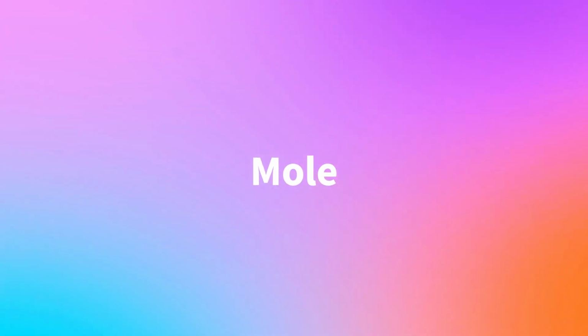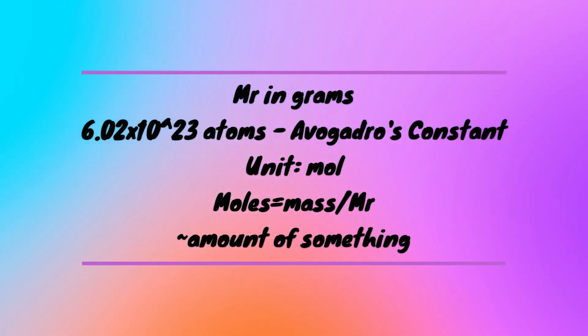The mole is simply the relative formula mass in grams. The mole of any substance contains the same number of atoms, 6.02 times 10 to the 23 per mole, and this number is called Avogadro's constant. The units of moles is mole, and moles equals mass over Mr. Our mass is measured in grams, remember, for chemistry. So the mole is simply a measure of an amount of something.